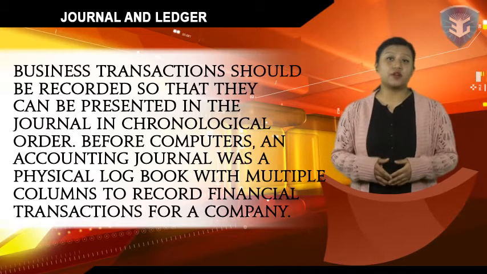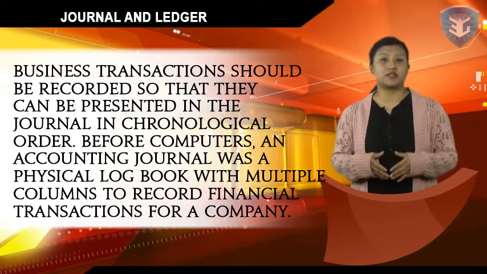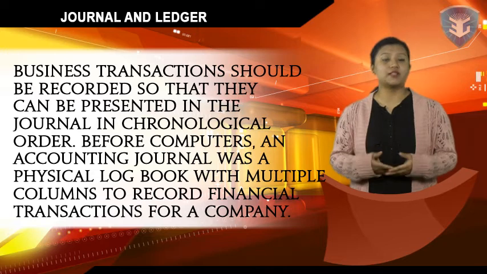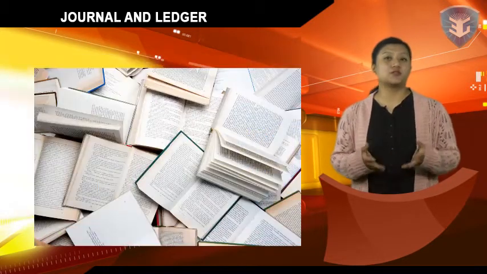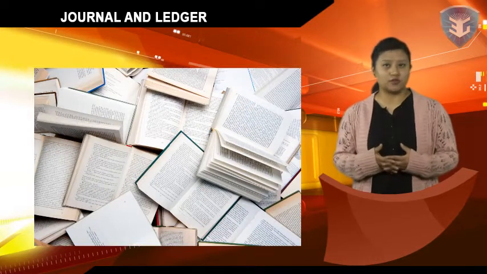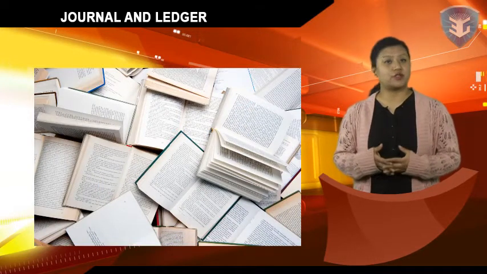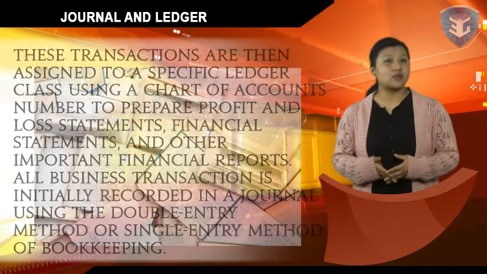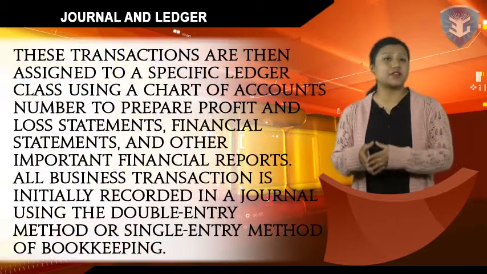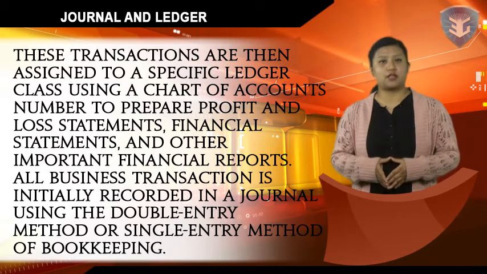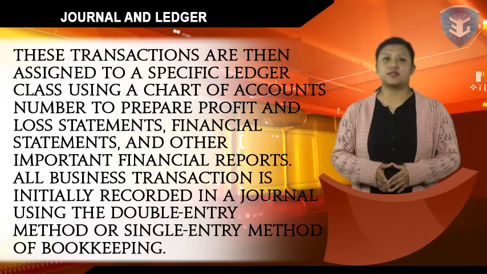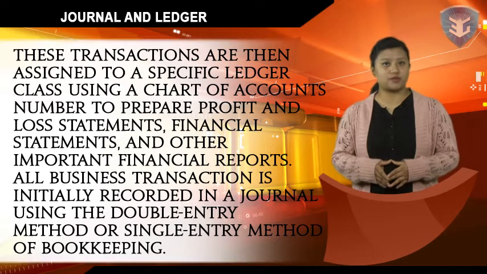Business transactions should be recorded so that they can be presented in the journal in chronological order. Before computers, an accounting journal was a physical logbook with multiple columns to record financial transactions for a company. Today, most businesses use financial accounting software to record and manage their business transactions. These transactions are then assigned to a specific ledger class using chart of accounts numbers to prepare profit and loss statements, financial statements, and other important financial reports.